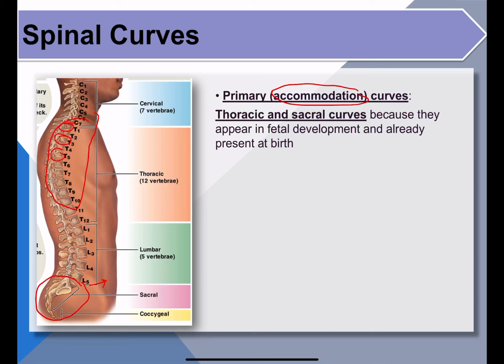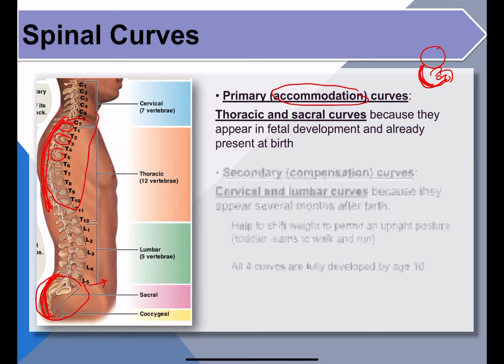Now both of these are considered primary or accommodation curves. Either one is fine. They're known by both names because they are the ones that appear during fetal development and are present at birth. So when a baby is born, they're already born with the thoracic curvature and the sacral curvature. And that's one of the reasons why newborn babies like to be in that scrunched up position. They always have that really curved back, and it's because those are their primary curvatures formed by this curve of the thoracic vertebrae and this curve of the sacrum.